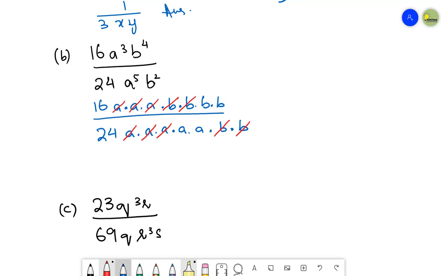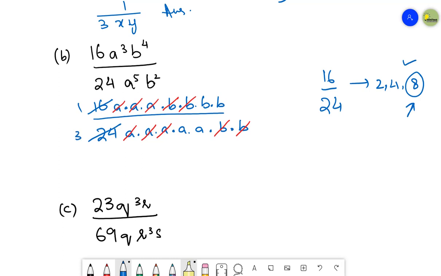Now let me move towards the numeric part, that is 16 upon 24. The factors that can be used to cancel these two numbers can be 2, 4 and 8. Out of which the highest number is 8 that can cancel these two numbers, right? So I will consider the highest factor for cancelling these two numbers. So 8 ones are 8 and 8 threes are 24. So 8 twos are 16 and 8 threes are 24.